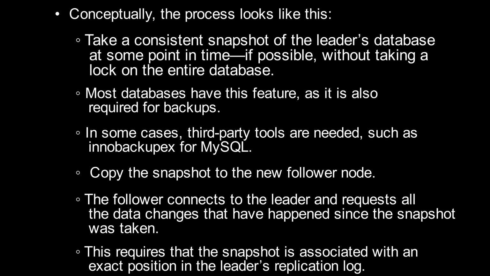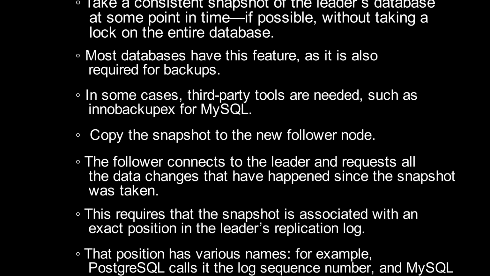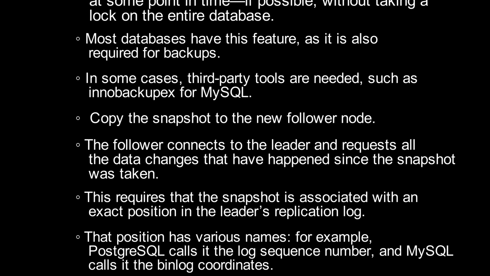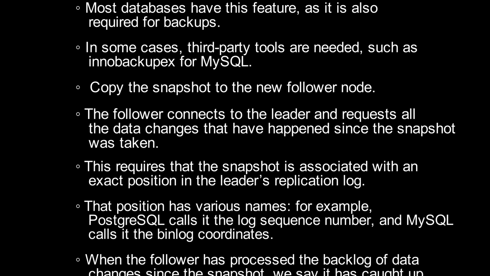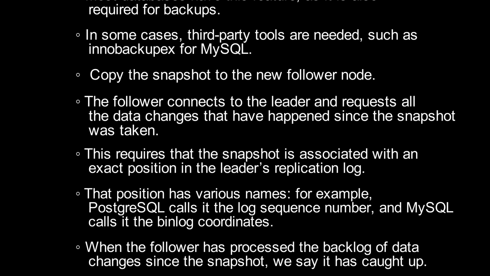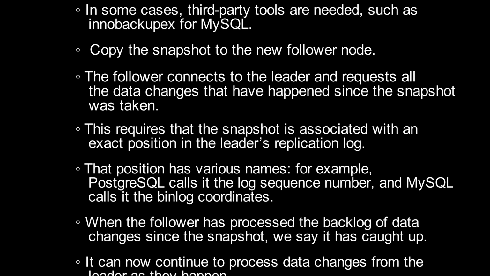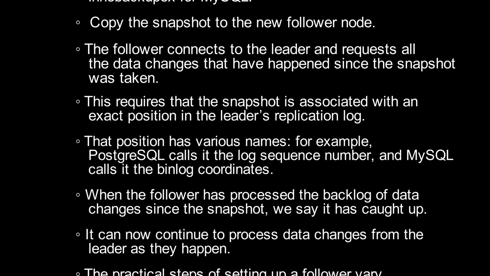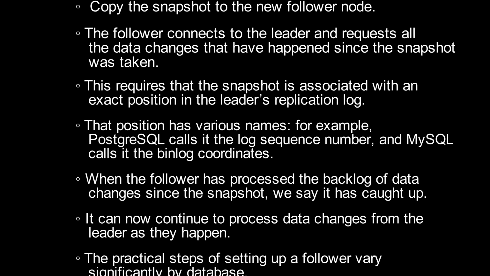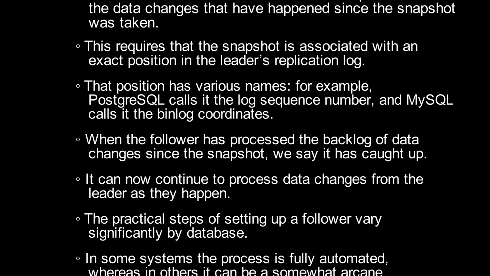The follower connects to the leader and requests all the data changes that have happened since the snapshot was taken. This requires that the snapshot is associated with an exact position in the leader's replication log. That position has various names. For example, PostgreSQL calls it the log sequence number, and MySQL calls it the binlog coordinates. When the follower has processed the backlog of data changes since the snapshot, we say it has caught up. It can now continue to process data changes from the leader as they happen.